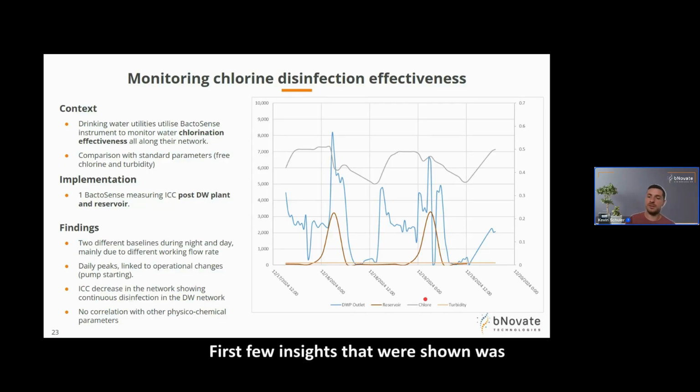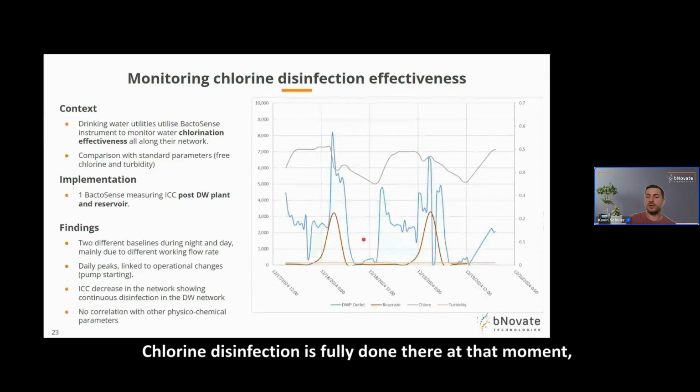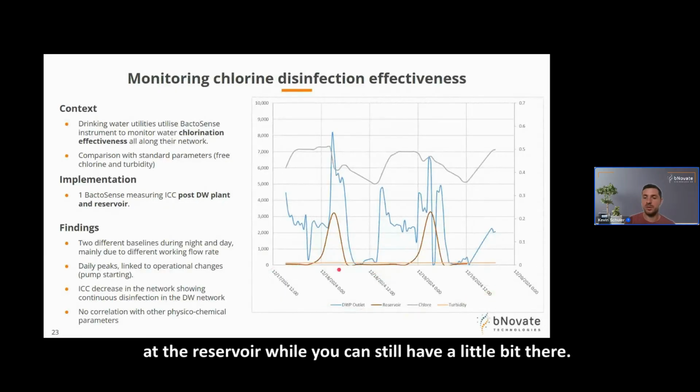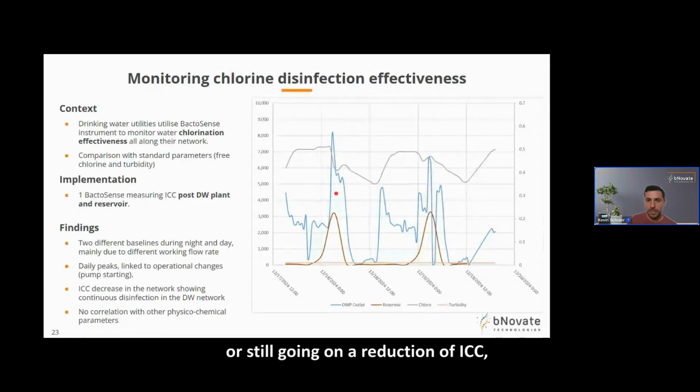The first insights shown were that the values of intact cells at the drinking water outlet, where it was set up, are higher than the ones in the reservoir, and the dynamics are smooth there, so you don't see as much variation. It's because it's less sensitive to flow rate. Chlorine disinfection is fully done at the reservoir, meaning you've got almost no bacteria anymore, while you can still have a little bit there. And you have a few log reductions still going on, a reduction of ICC, because over time you get more and more bacteria damage.